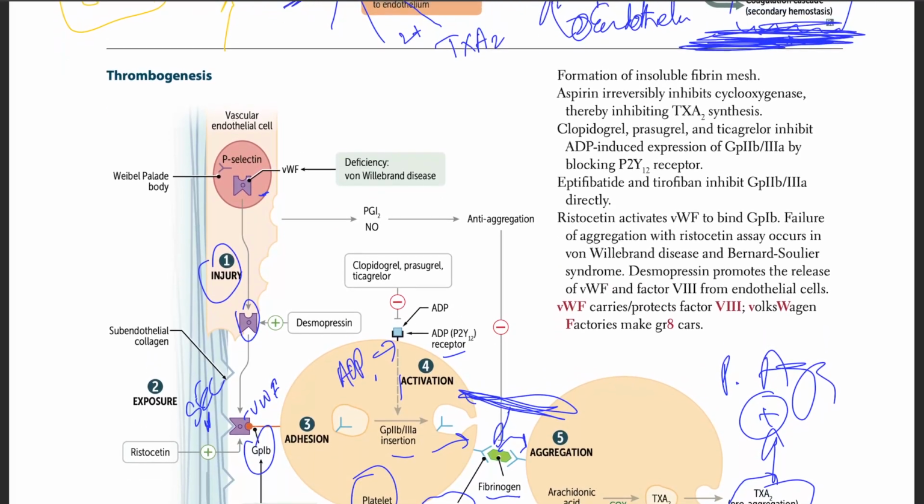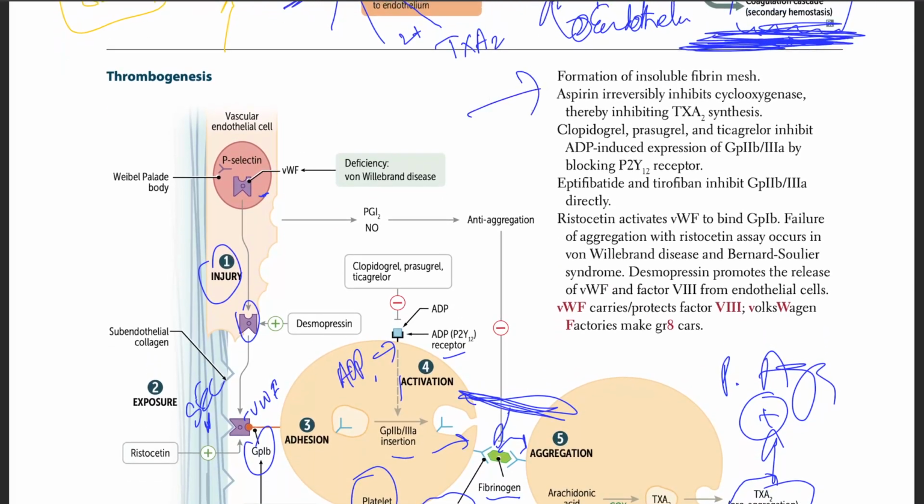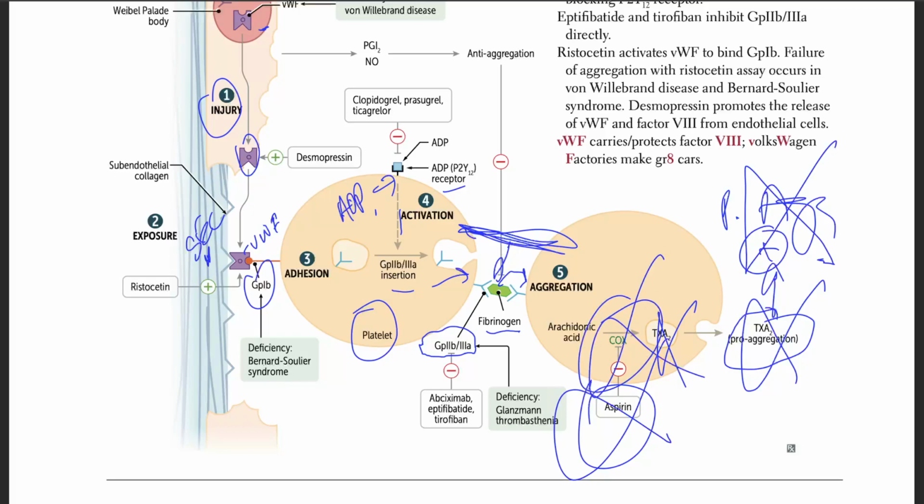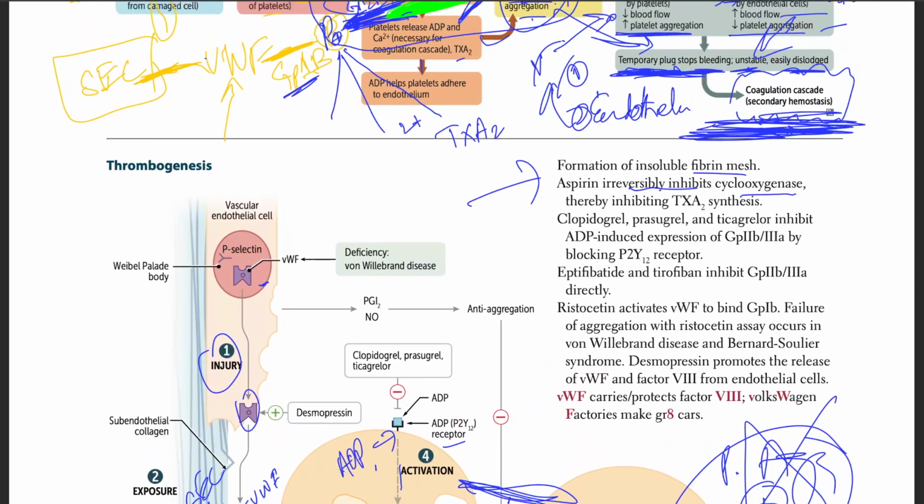Let's talk about the right side. What do we have? Formation of insoluble fibrin mesh. Aspirin would irreversibly inhibit the cyclooxygenase. Right here is the aspirin. It is inhibiting the COX irreversibly. So guess what? You're not making TXA2. You're knocking off TXA2. When you knock off TXA2, you cannot do platelet aggregation. So aspirin is inhibiting the platelet aggregation.